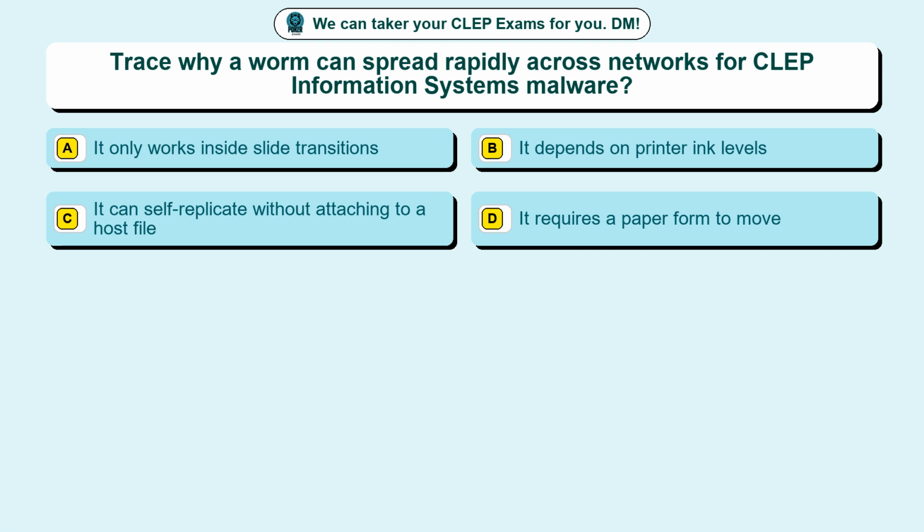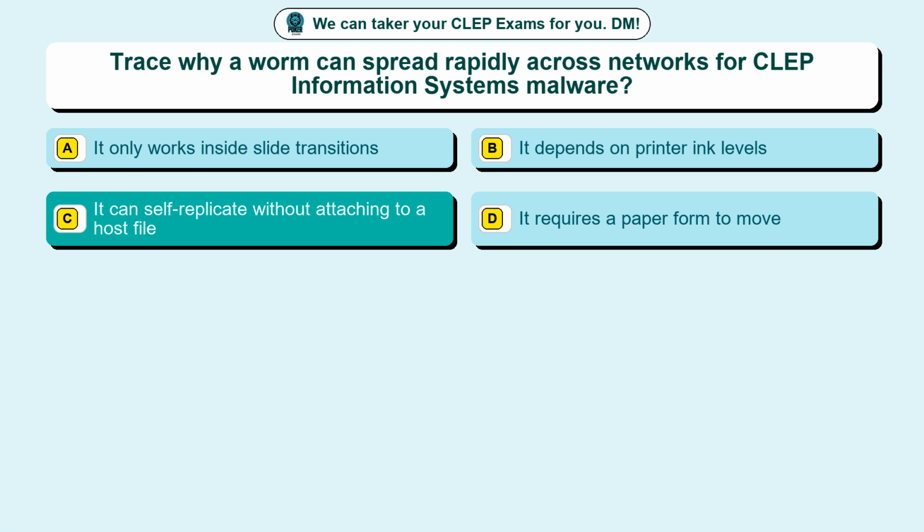Option A. It only works inside slide transitions. Option B. It depends on printer ink levels. Option C. It can self-replicate without attaching to a host file. Option D. It requires a paper form to move. The correct answer is option C. It can self-replicate without attaching to a host file.